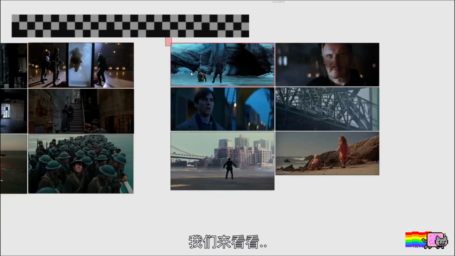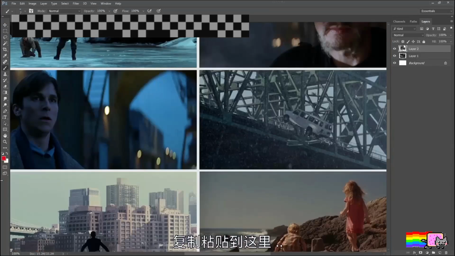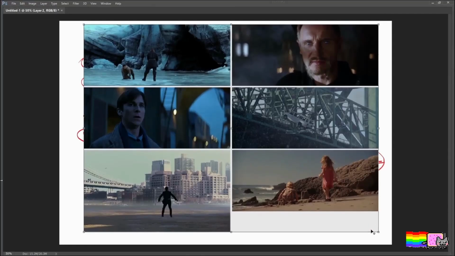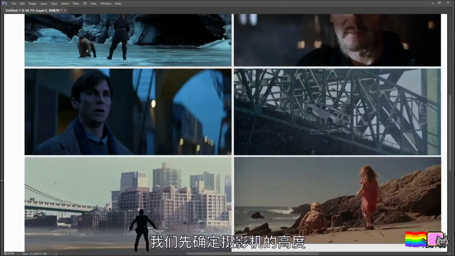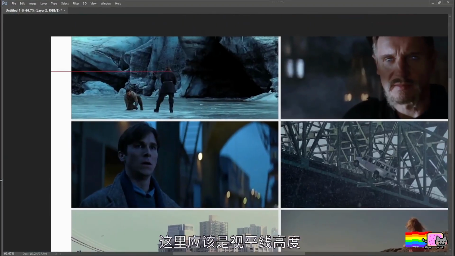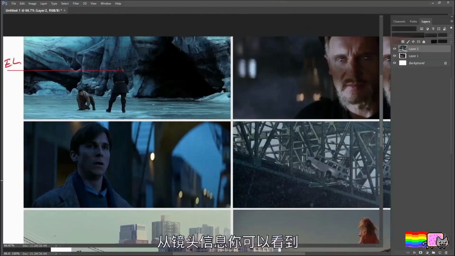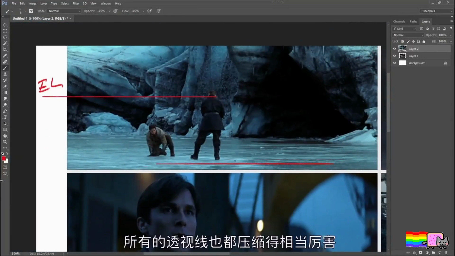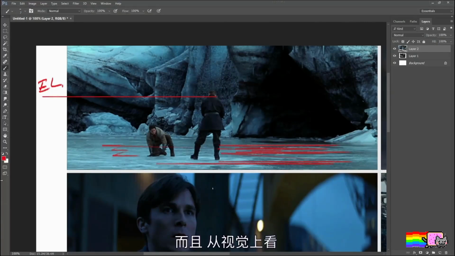long lenses, let's have a look at this. These are basically the collection of long lenses. Let's just copy paste it here. Okay, so let's first define the camera level. So this is probably an eye level as well. So it's EL. And with the lens information, even though it's an eye level, all the perspective lines are compressed, right? They're quite compressed.